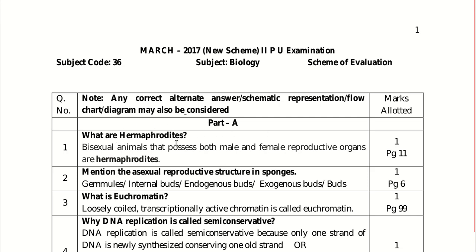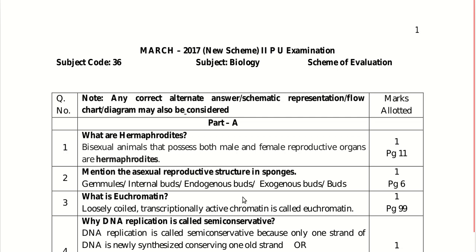The first question is, what are hermaphrodites? Bisexual animals which possess both male and female reproductive organs are called hermaphrodites or bisexuals. Mention the asexual reproductive structure in sponges. We can write any one of them. We can either write gemmules or internal buds or endogenous buds. We can even write exogenous buds or buds. For all of them you get 1 mark.